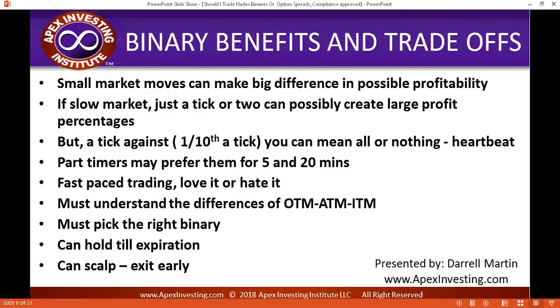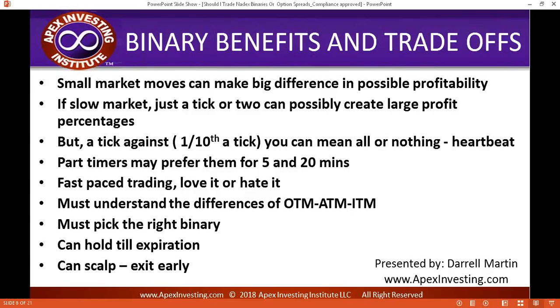And to trade binaries, you really do have to understand the difference of, see right here, I have OTM, ATM, and ITM. That means out of the money, at the money, and in the money binaries. If you're not familiar with what that is, there's videos in the section that I showed you earlier, because you have to make sure you pick the right binary, okay?